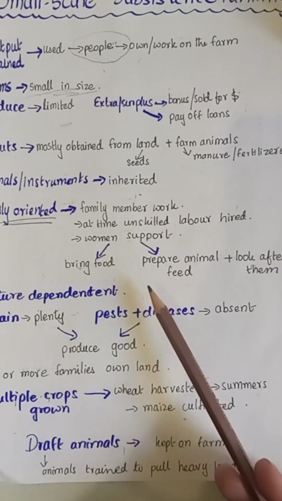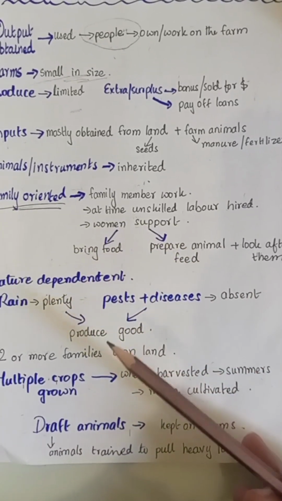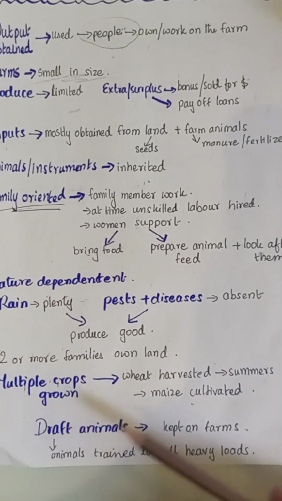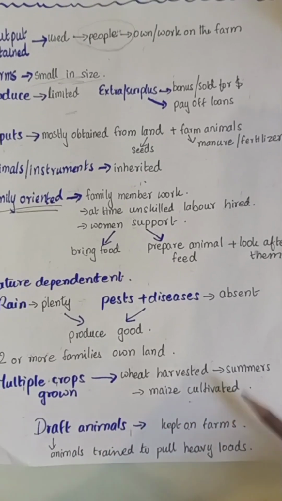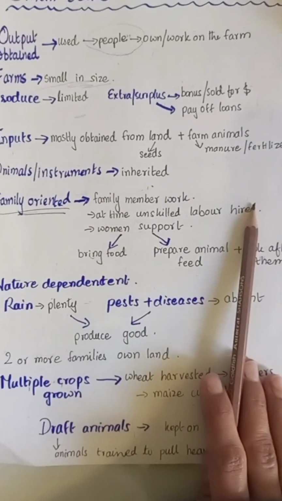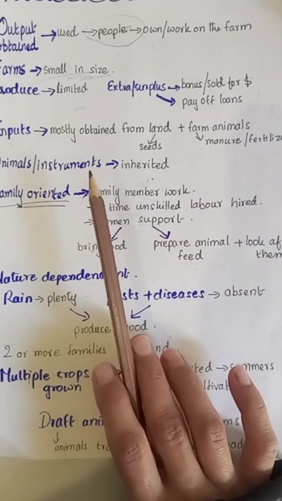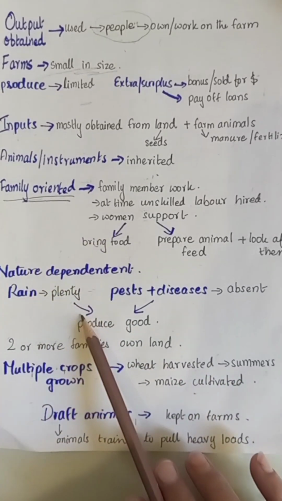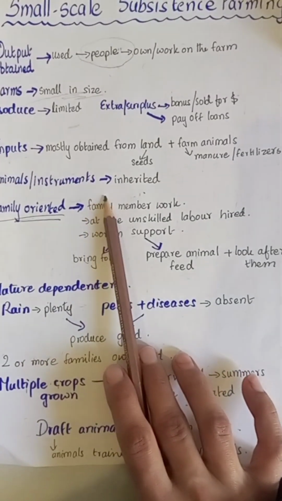And they make use of animals instead of tractors or sophisticated machines. Those animals are called draft animals because they are trained to pull heavy loads. So this is all about small scale subsistence farming. When we talk about cash crop farming, you'll see that these two farming practices differ in their inputs, their processes, and their outputs. We have seen the inputs, processes, and outputs of small scale subsistence farming today.